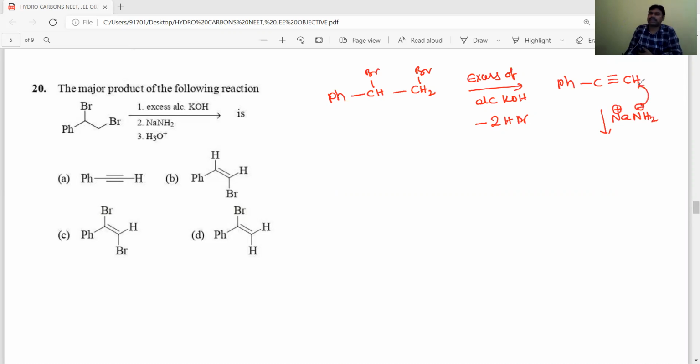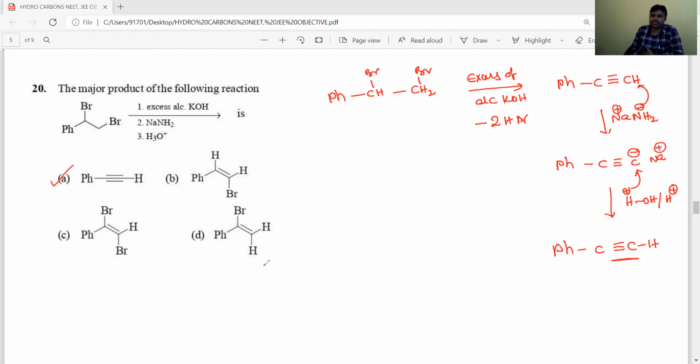It takes this acidic proton of the terminal alkyne, and then the acetylide will be produced. On hydrolysis in acidic medium, this H plus will be taken here and we will get Ph-C triple bond CH, phenyl acetylene. Phenyl acetylene is the product. So the answer is the first option. Okay. Next.